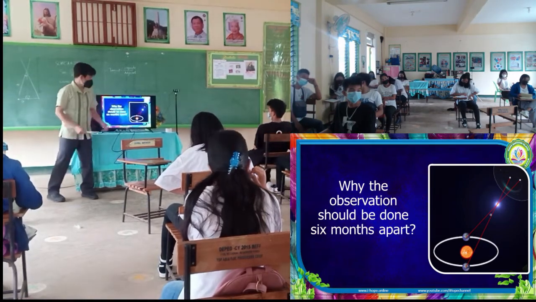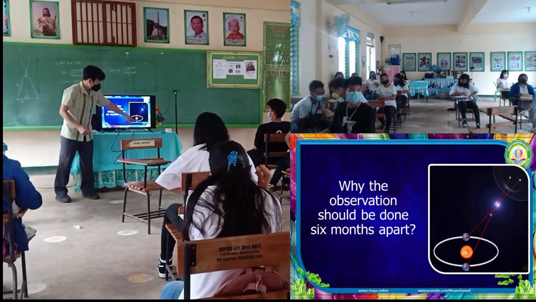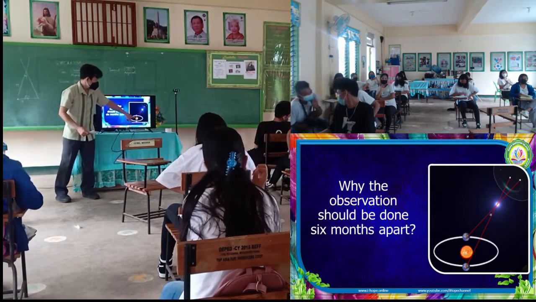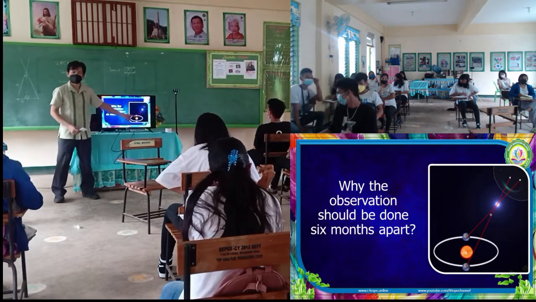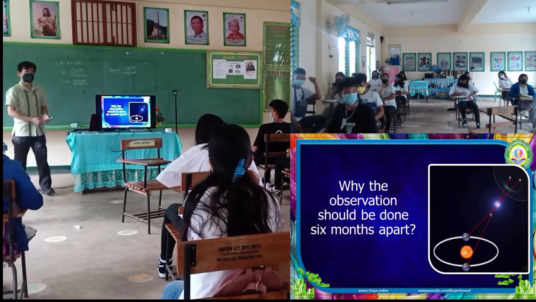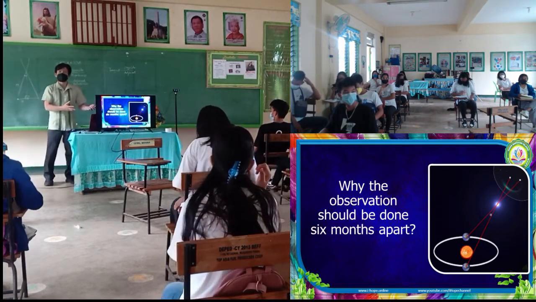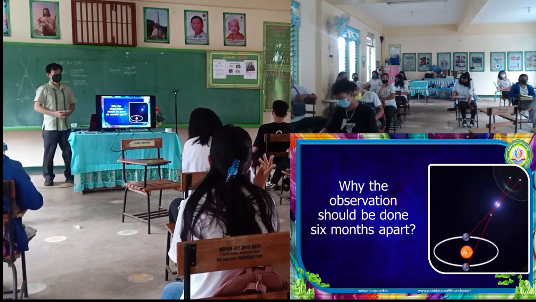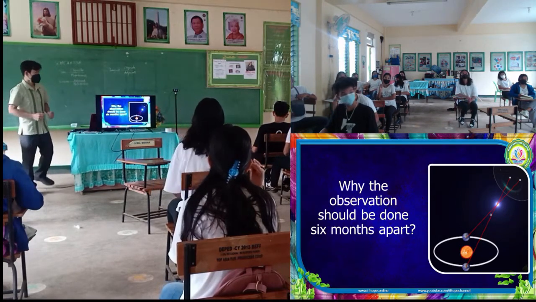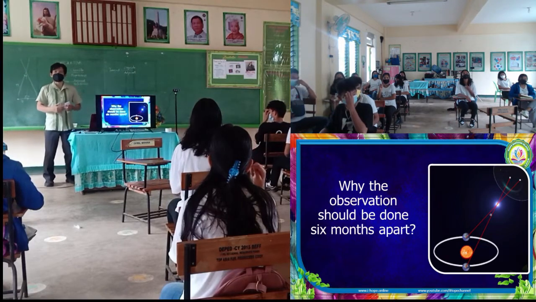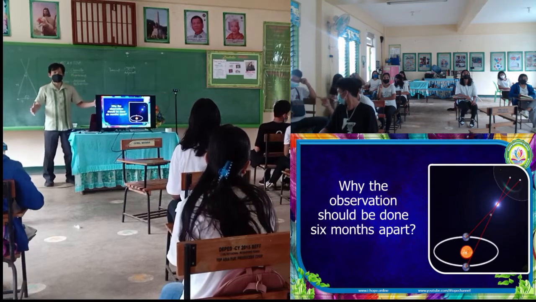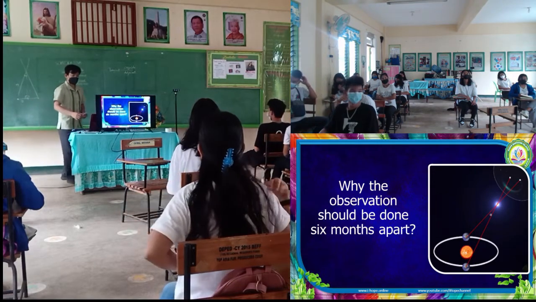The distance of the Earth to the Sun is 1 astronomical unit. So it can become 2 astronomical units, whereas if it moves closer, the distance is shorter. That is the reason why it should be 6 months apart, so that the astronomer will be able to maximize the distance. The idea is that the farther the distance, the more accurate is their computation.